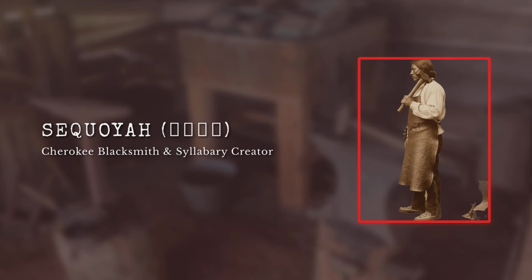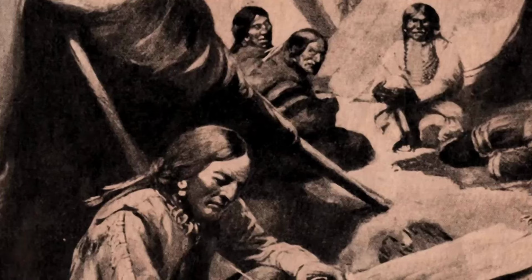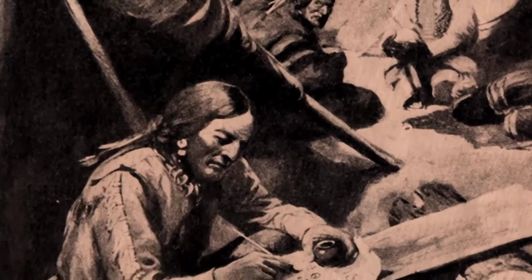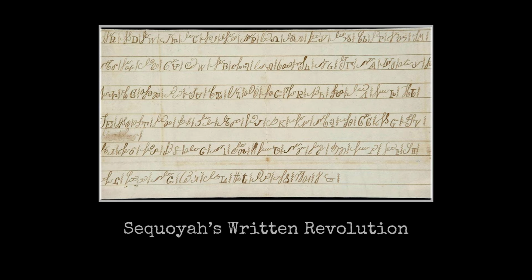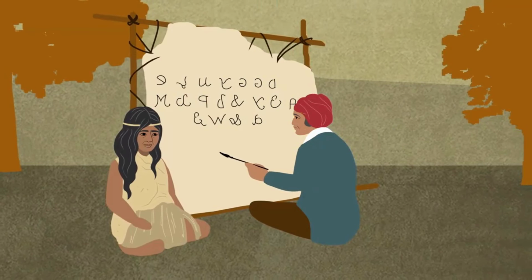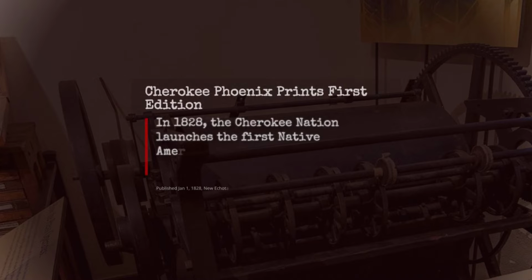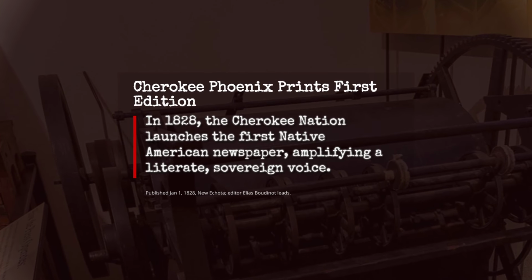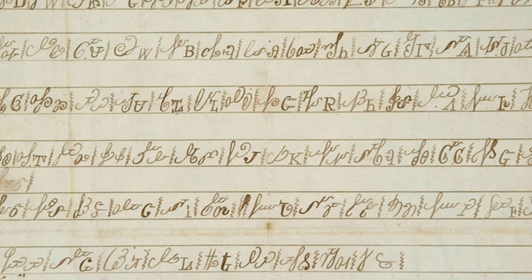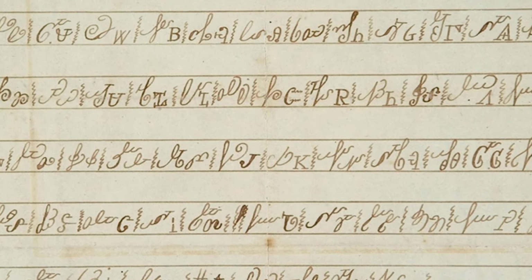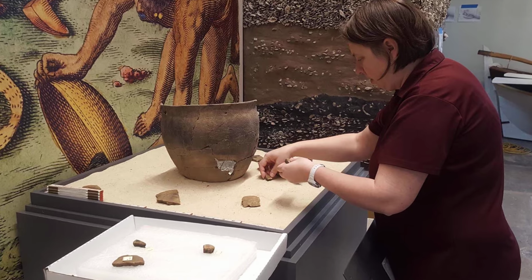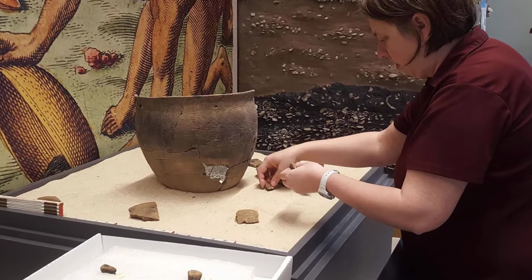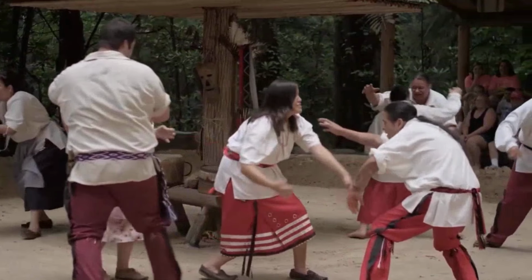In the 1820s, a blacksmith named Sequoyah undertook a challenge that would reshape Cherokee identity. Without formal education, Sequoyah created a syllabary, a set of written symbols representing the sounds of the Cherokee language. Within a few years, literacy spread rapidly. The Cherokee Phoenix, the first Native American newspaper, began publication in 1828. Sacred stories, laws, and histories could now be preserved in writing, giving the Cherokee a tool to defend their culture in a changing world. Archaeology, language, and tradition all point to a people with deep roots and complex institutions.